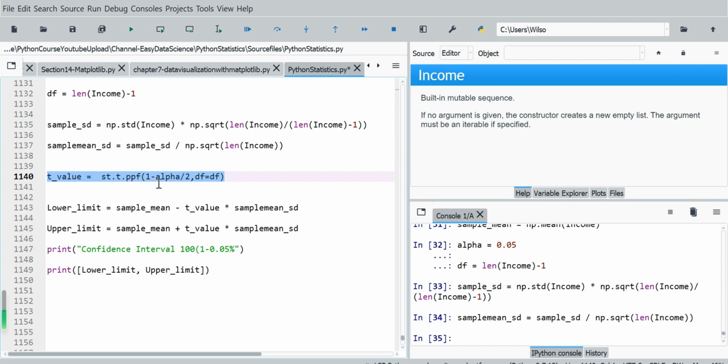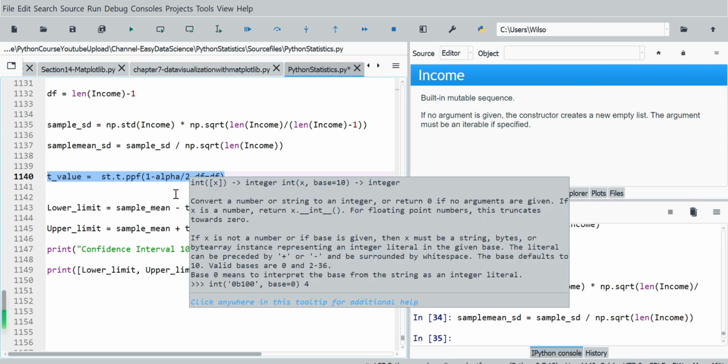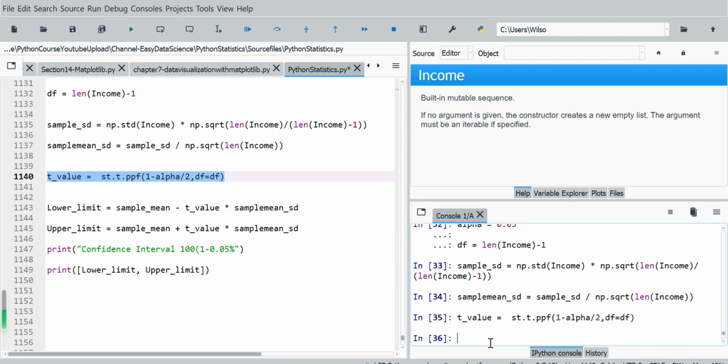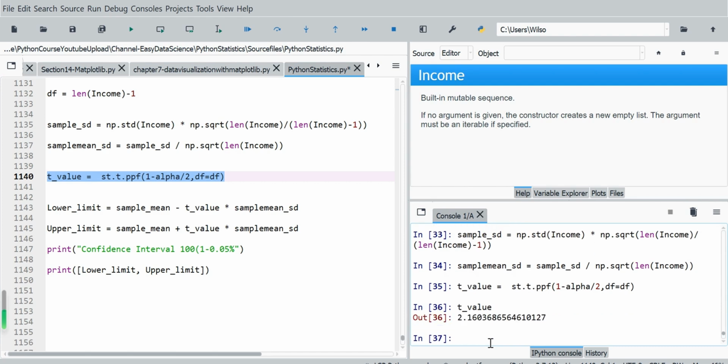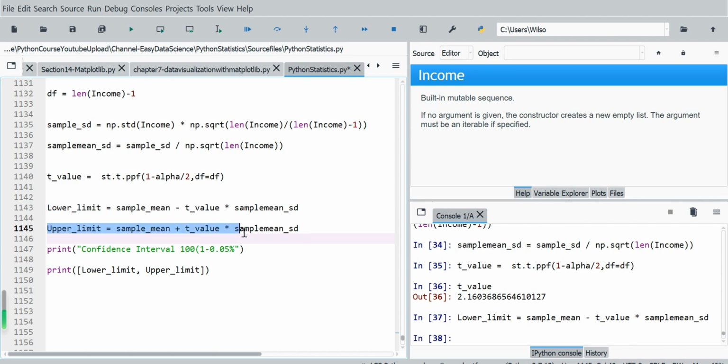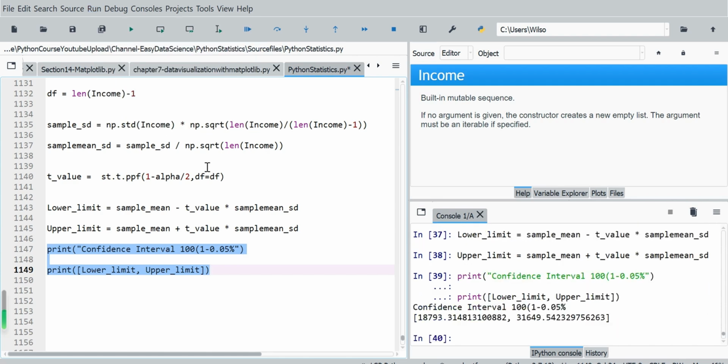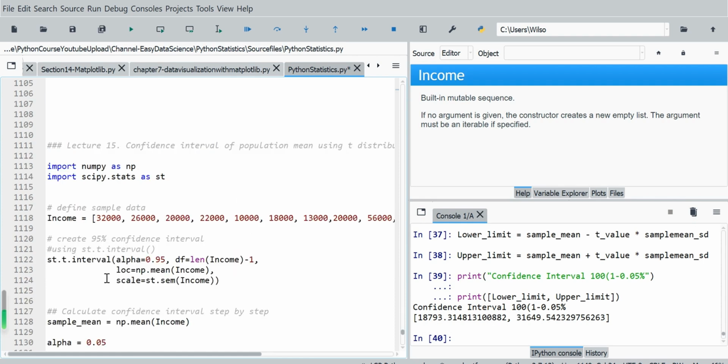value from the given cumulative probability and the probability density curve. So here we have to fill in 1 minus half alpha. So alpha is 0.05, so 1 minus half alpha equals 0.975, and with the degrees of freedom. If we show the t value, it is about 2.16. So next we can calculate the lower limit equals sample mean minus t value times sample mean's standard deviation. And similarly, upper limit is the sample mean plus t value times sample mean's standard deviation. Then we can print out the confidence interval at 95% level. So this result is actually the same as we got with the function, right?